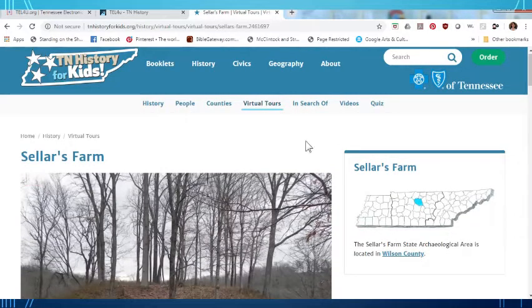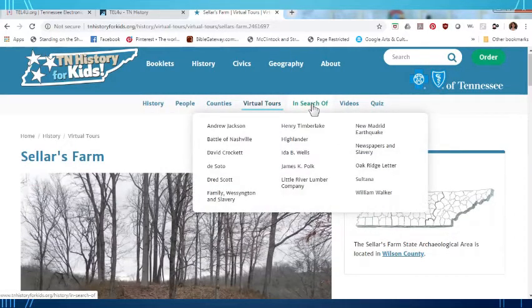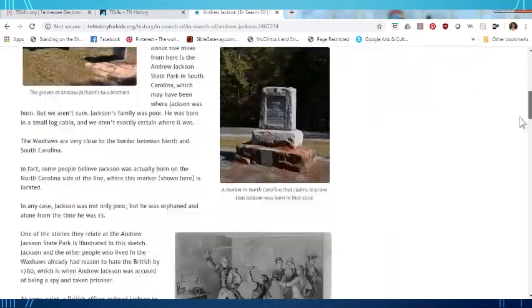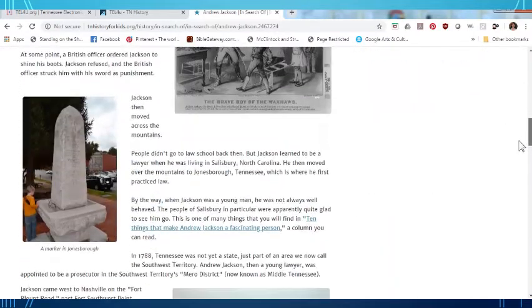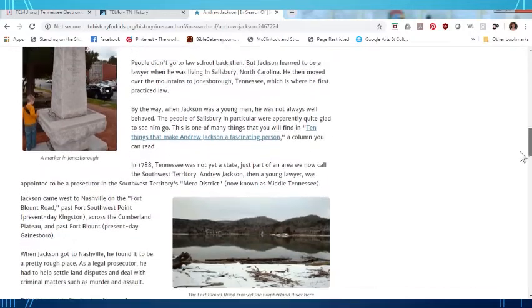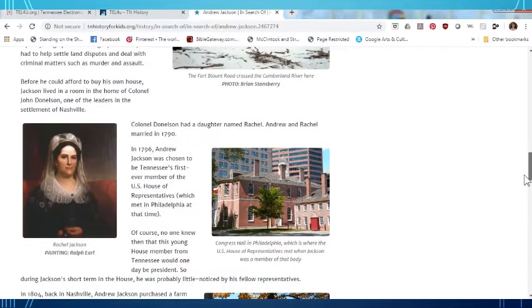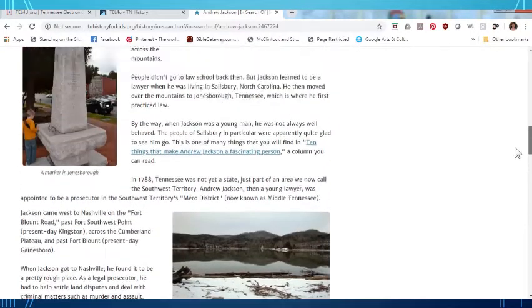Next thing I want to show you is the In Search Of part, and it has a lot of different places, topics, and people here. So I'm going to click Andrew Jackson. He was one of our presidents from Tennessee, and has information on places that you can go and some of the things that you can see now that are related to Andrew Jackson.